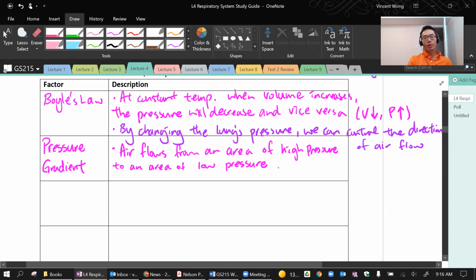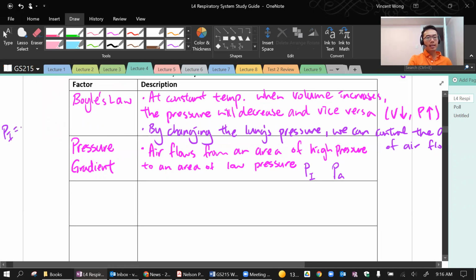So there are two pressures that we're interested in. We have Pi and Pa. For those of you who don't quite remember, Pi is intrapulmonary pressure. Sorry, it's a little bit crowded here. Intrapulmonary pressure, that's basically pressure inside your lungs. And Pa is atmospheric pressure, like pressure outside.